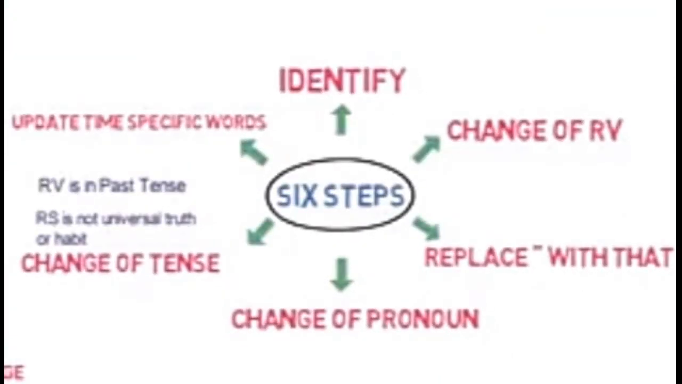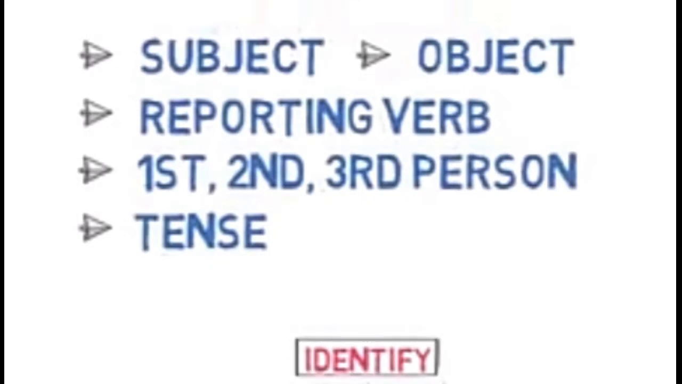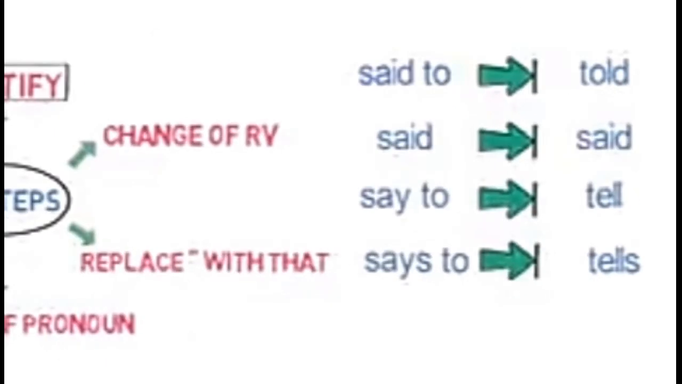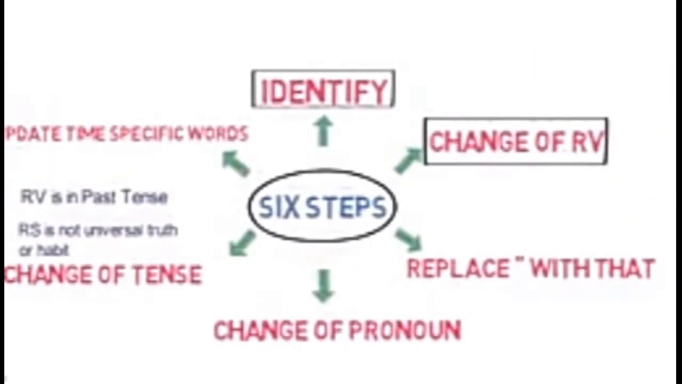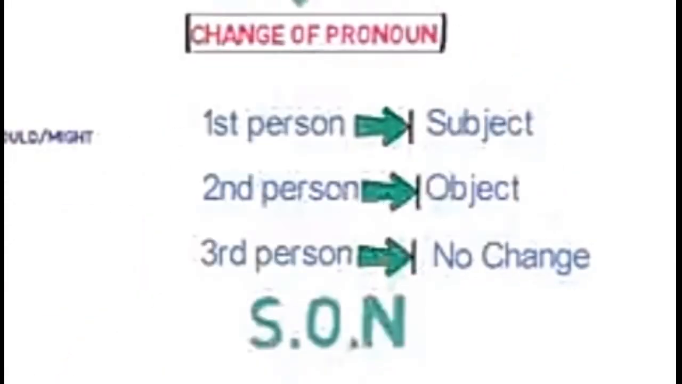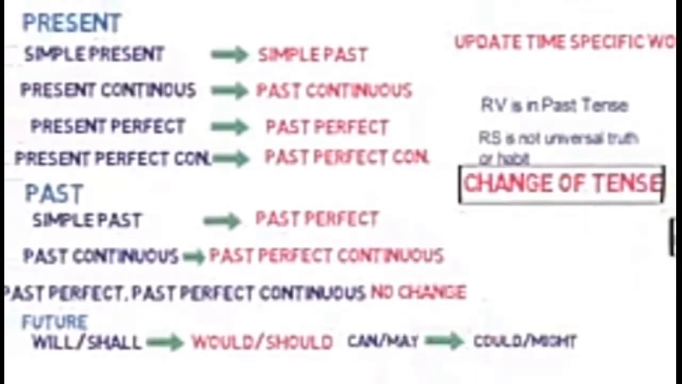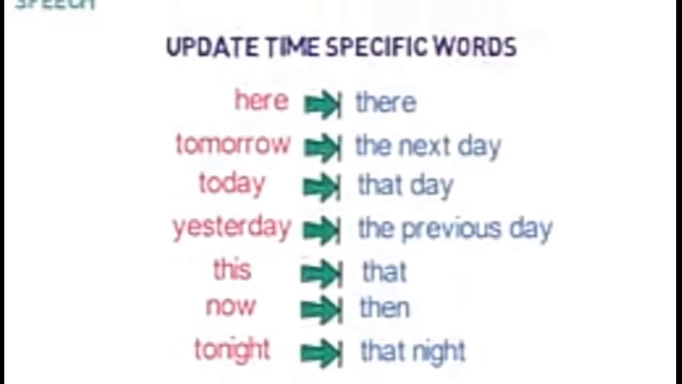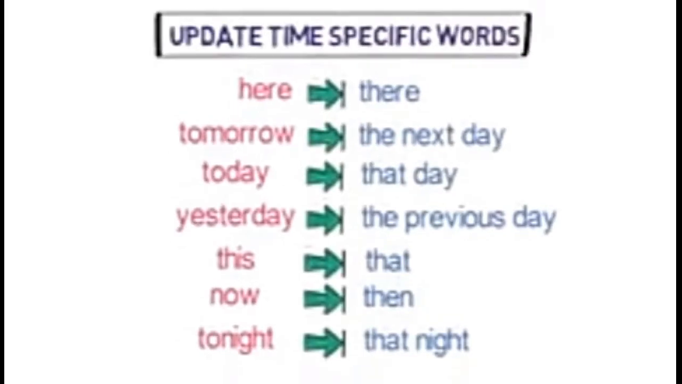This is the 6-step formula to convert any direct speech to indirect speech for a statement. First, identify the subject, object, reporting verb, person and tense in the sentence. Second, change the reporting verb as per this workflow. Third, replace inverted comma with that. Fourth, change of pronoun as per this workflow. Fifth, change of tense as per this workflow. And sixth, change of time related words in reported speech as per this workflow.